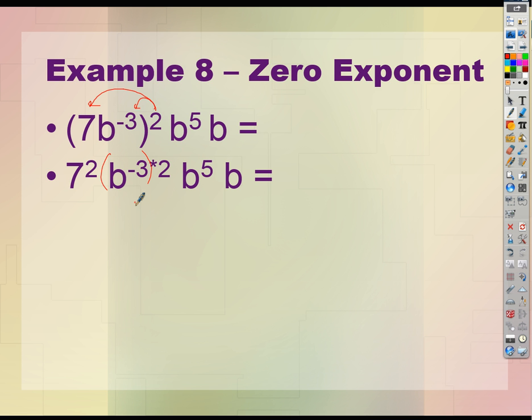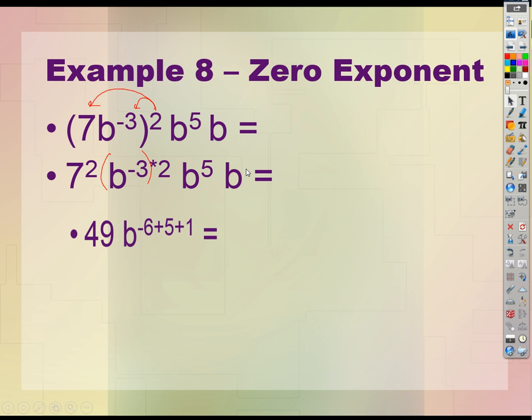Well, if I take b to the -3 to the +2, what's that going to be? What am I going to get from that? What do you think? What do I do if I take a power to a power? Gabe? Multiply. Okay. So I'm going to get 7 squared is 49. B to the -6 times b to the 5 times b to the what? 1, right? If I don't have an exponent there, there's an implied 1.